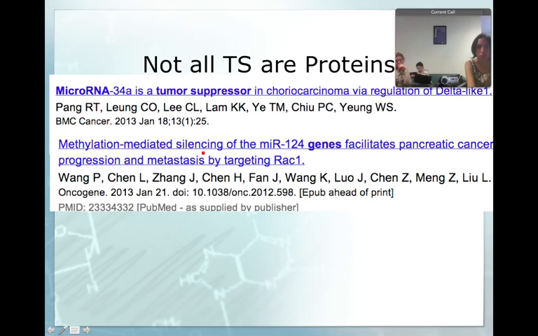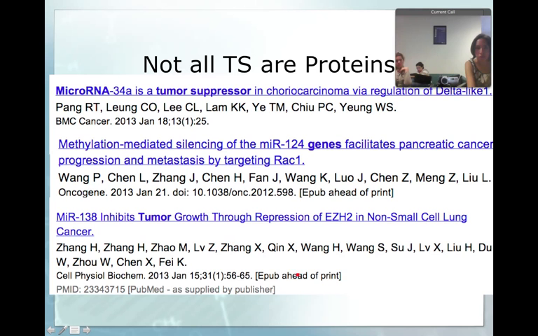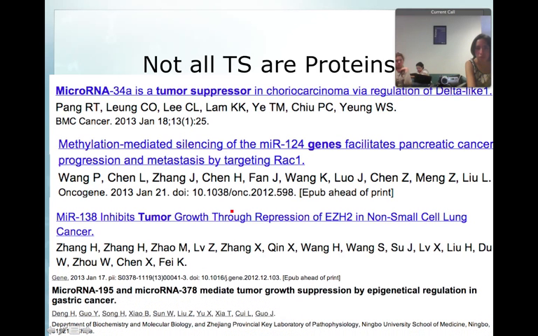Methylation, silencing, etc. I was just showing that there are multiple different ways. There's nothing particularly amazing about these articles; it is just to show you the variety of things that these microRNAs do.